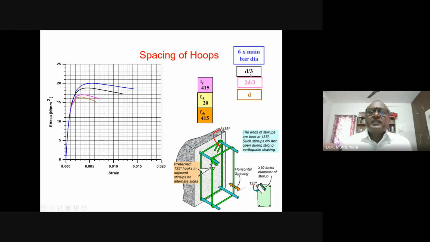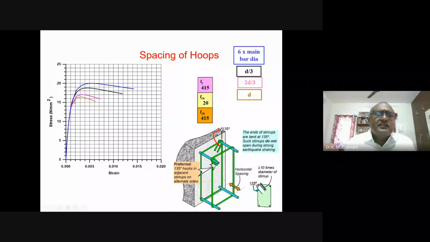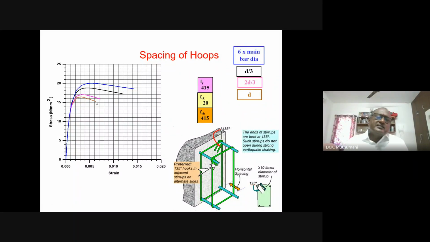Suppose I use D by 3, the strain is now reduced to 0.013 or 0.012. Similarly, if you put 2D by 3, it is still less. And if you put D as the parameter, it is still less, not less than 0.0056. So it is still 0.006. That means it is very safe as far as the concrete is concerned. It is well within the limits of strain. But what I am trying to say is, instead of putting D, if you put D by 3, the strain level goes from 0.006 to 0.012. That is twice. Please understand that.